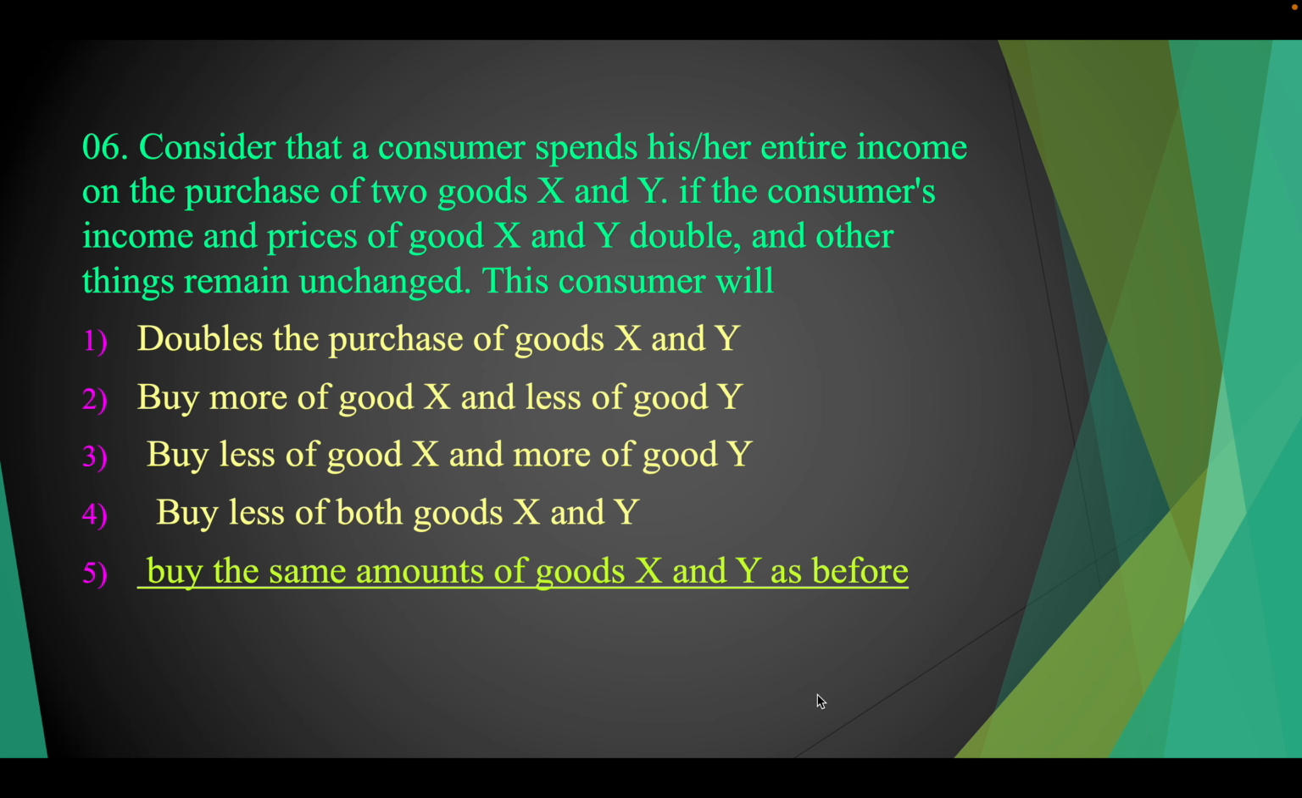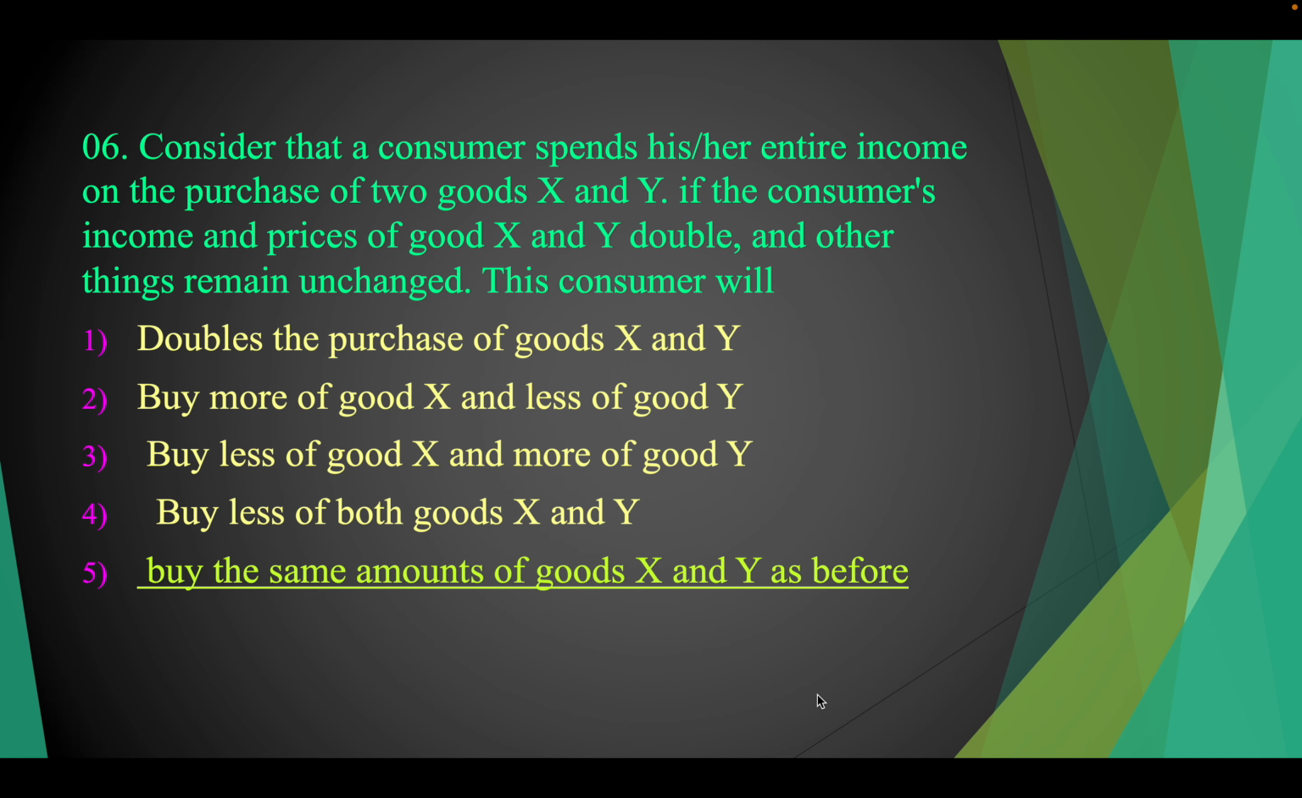Okay, children. Here, this is the 2022 MCQ 6th question. Consider that a consumer spends her entire income on the purchase of two goods X and Y. If the consumer's income and prices of goods X and Y double and other things remain unchanged, this consumer will... Other things remain unchanged. There is a relationship between price and income. There are two goods X and Y.